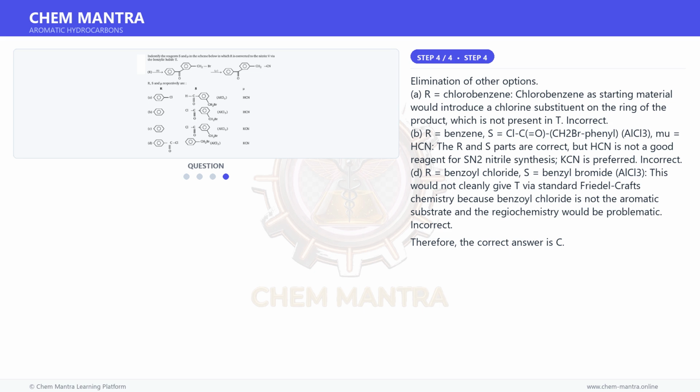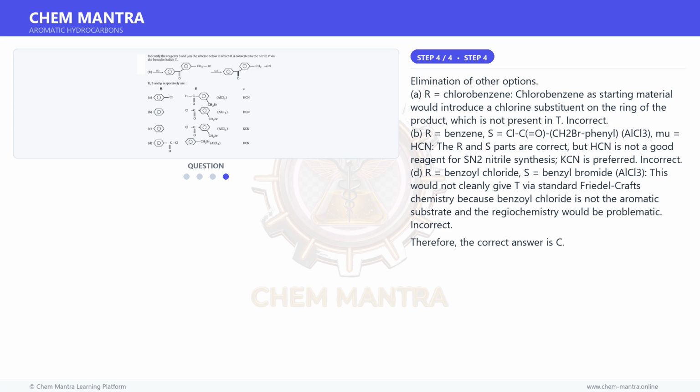S is equal to ClC=O-CH2Br phenyl, AlCl3, mu is equal to HCN. The R and S parts are correct, but HCN is not a good reagent for SN2 nitrile synthesis. KCN is preferred. Incorrect.